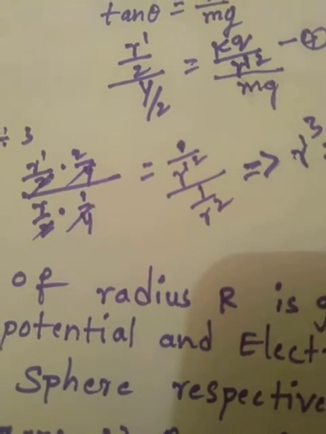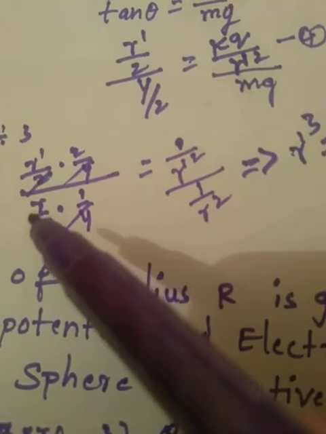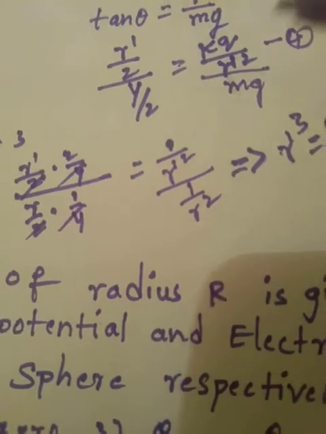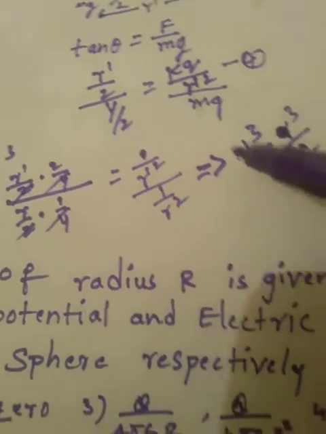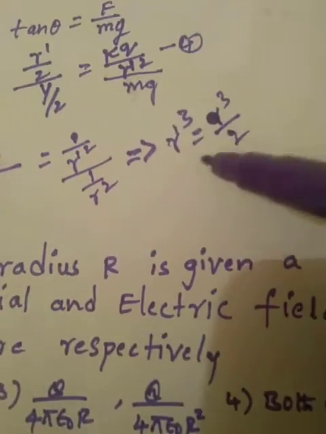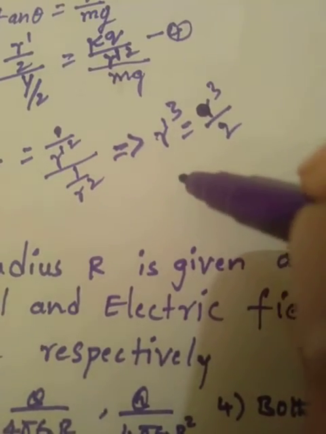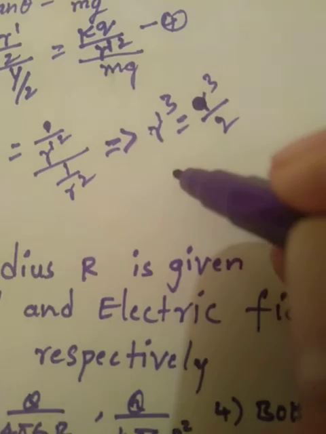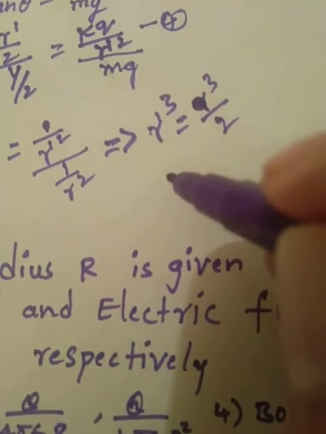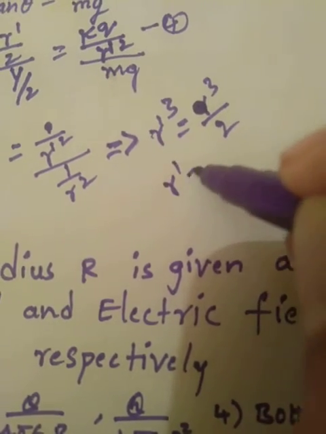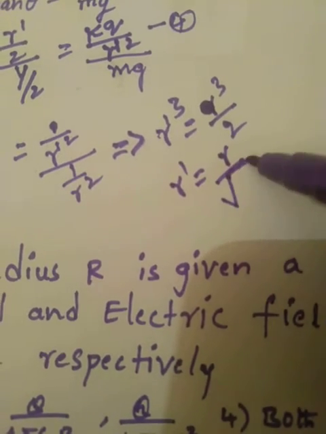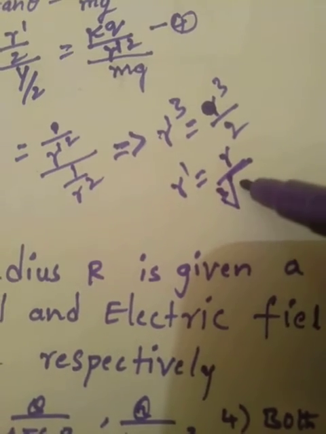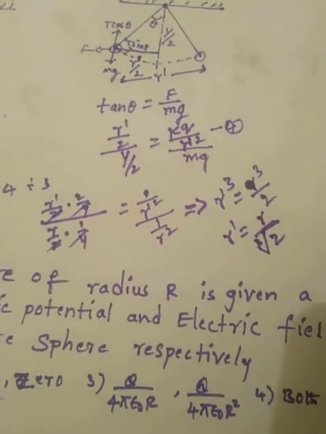Is that clear? So here r square is there. When I bring this r square over, it will become r cube, and this r dash square, when you take it to this side, will become r dash cube. When you take the cube root on both sides, remaining r dash is equal to r divided by cube root of 2. So r dash will be r divided by cube root of 2.